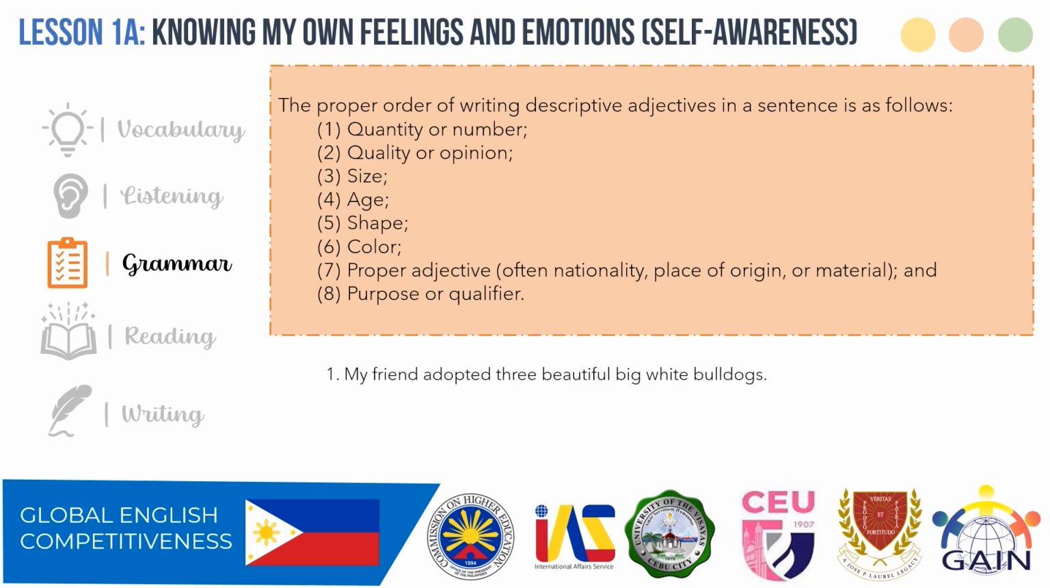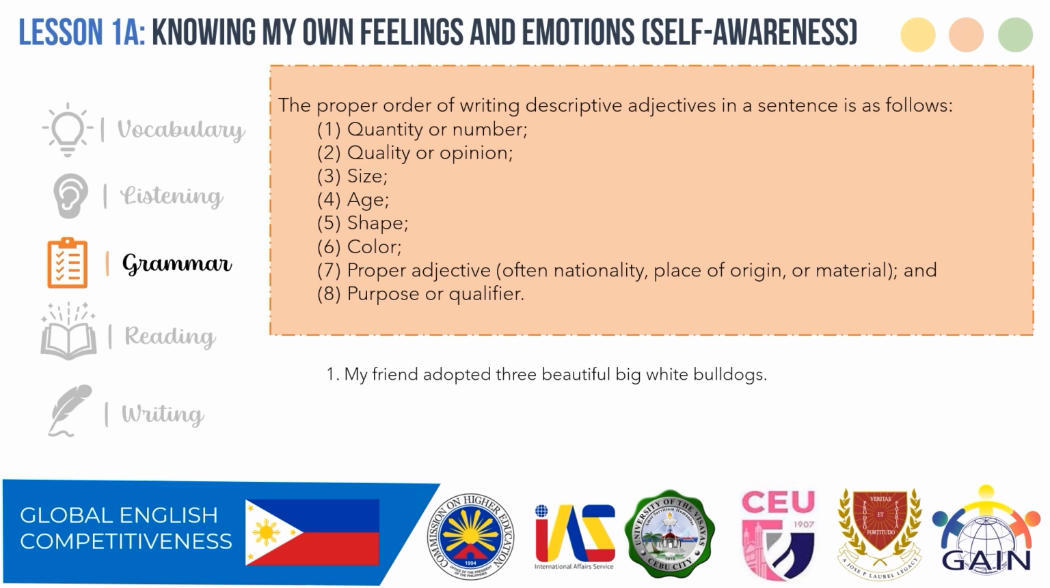My friend adopted 3 beautiful big white bulldogs. Now in this example, we have 4 descriptive adjectives. 3 refers to the quantity or number. Beautiful is the quality or opinion. Big for size and white for color. As you can see, we're following the proper order of writing descriptive adjectives.